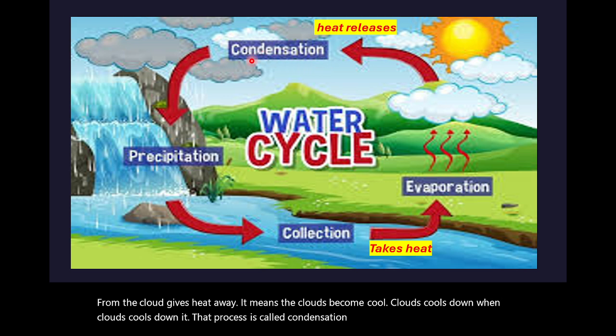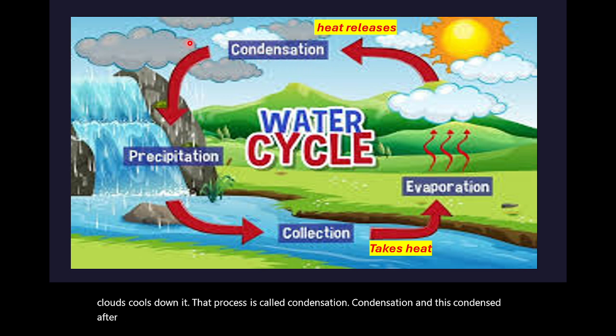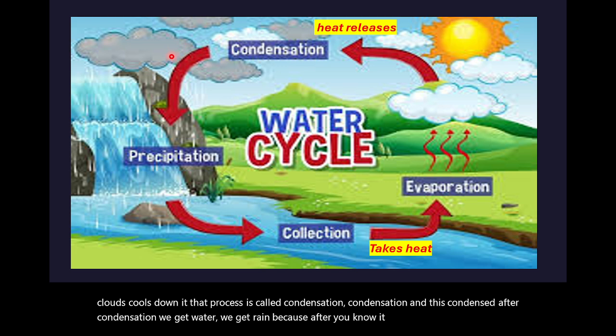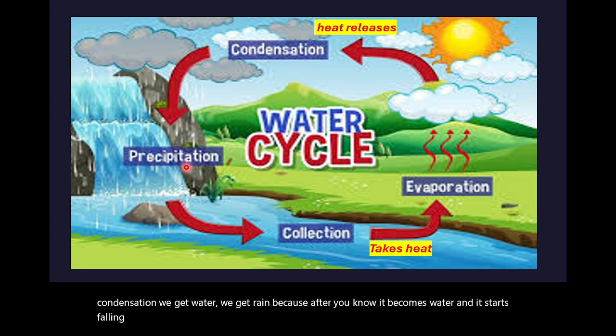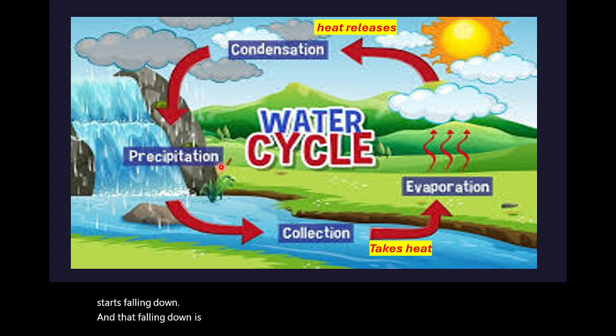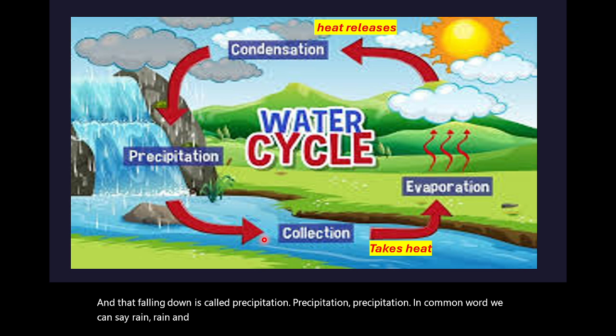When clouds cool down, that process is called condensation. After condensation we get water, we get rain, because after it becomes water, it starts falling down, and that falling down is called precipitation. In common words we can say rain, and then the water comes again, which is collection. So this is one complete round, and that's why we call it the water cycle.